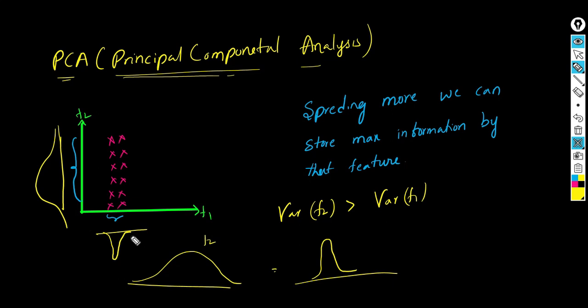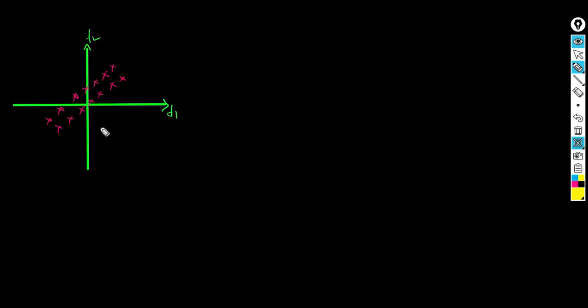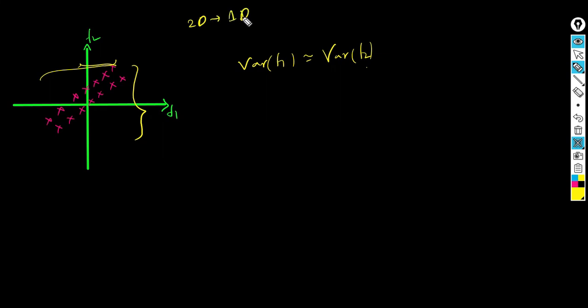Let's see another case and how we can handle it. If the data looks like this, we can observe that the variance in F2 and the variance in F1 are almost equal and close. But here I want to convert this two-dimensional data to one-dimensional.